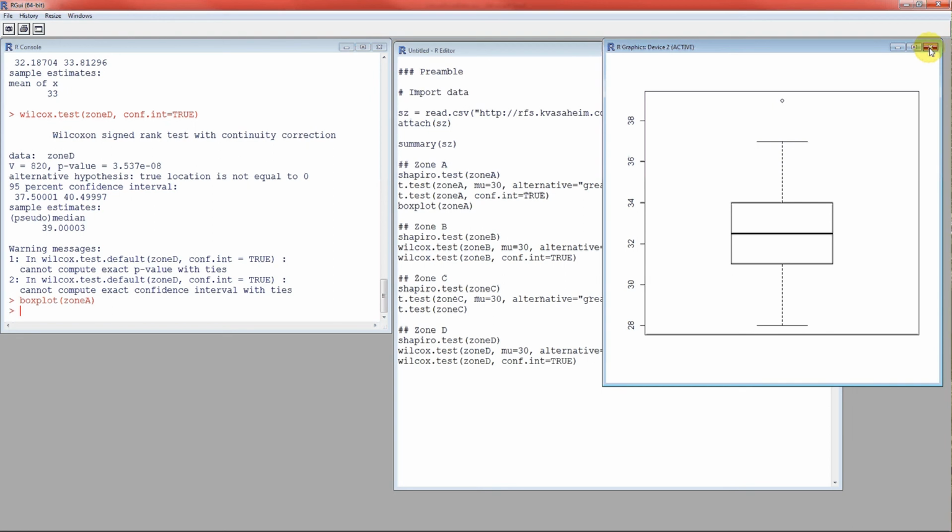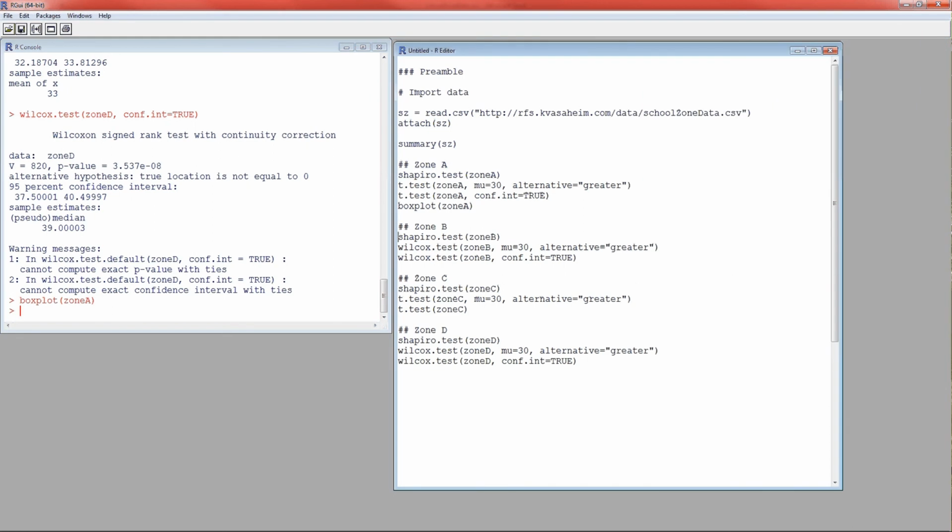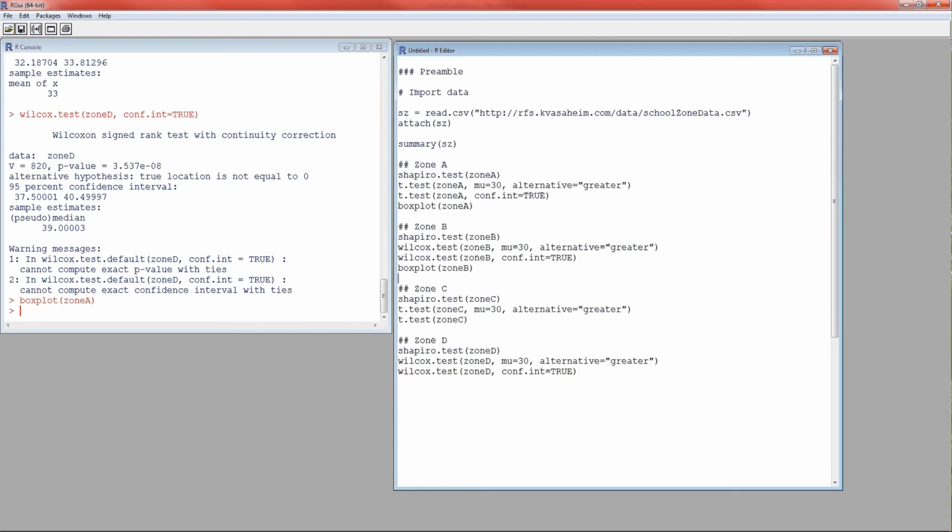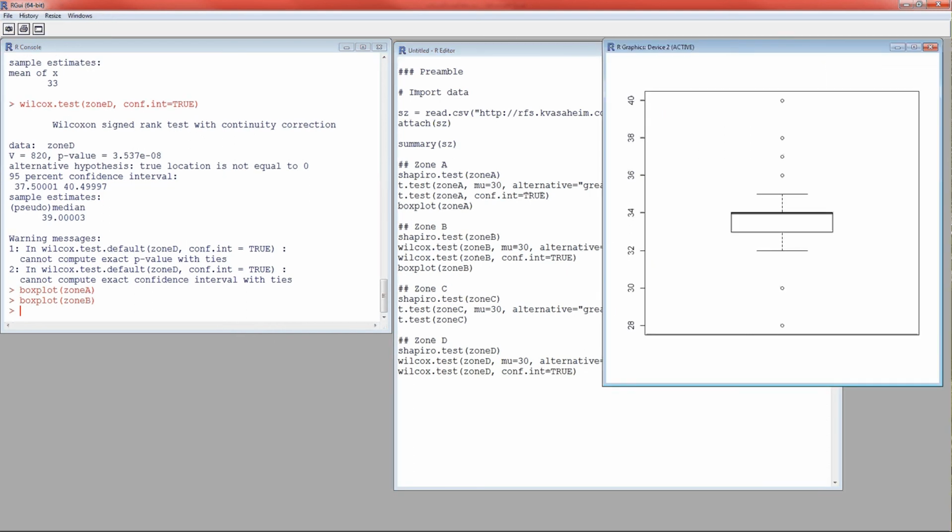And we can also do a box plot for zone B. Lots of outliers there. No wonder we found out that it violated the assumption of normality. Looks kind of weird. Got a 40-mile-an-hour person and a 28-mile-per-hour person.